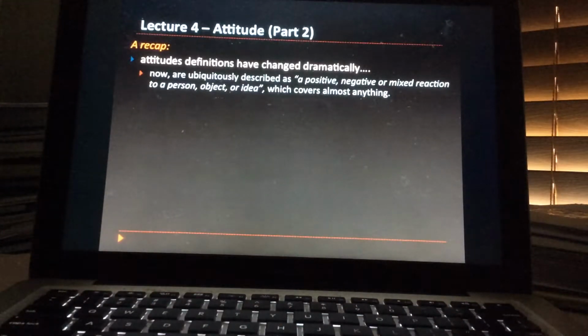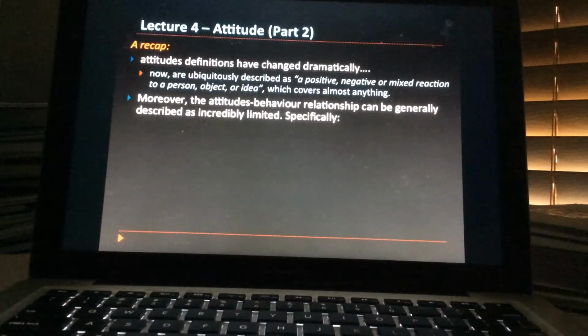Okay, so just a really quick recap. We know that attitude definitions have changed. Originally it was just a case of, how do you feel about this thing? It's a positive or a negative attitude. But now we know that we're talking about reactions to an attitude object, which can be positive or negative or mixed. And it's now towards a person or an object or an idea. So we're talking about being able to evaluate pretty much anything and have an attitude towards that.